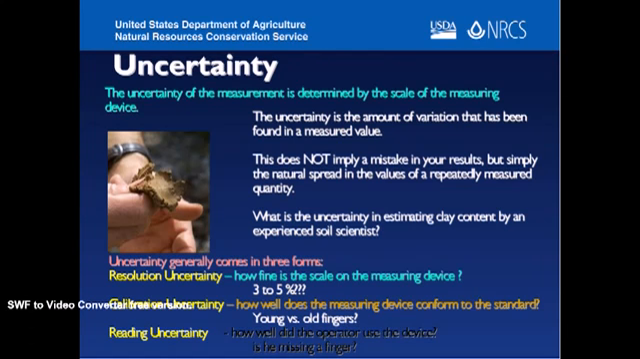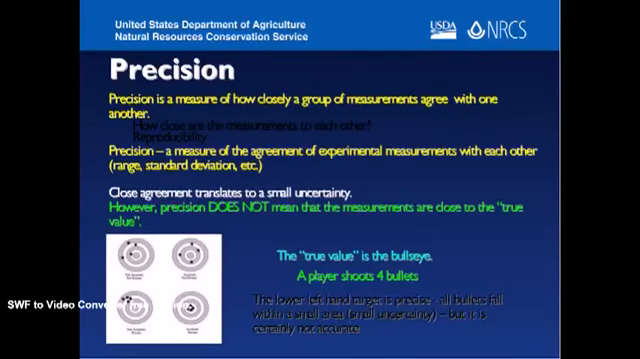But the point is, we've got different degrees of uncertainty here, and so uncertainty comes to you in many different forms: resolution, calibration, and reading. We're going to cover something here that everybody's aware of: precision. And precision is a measurement of how closely a group of measurements agree to one another. Basically, how reproducible are they? How close do all of these measurements come together? A close agreement translates into a very small uncertainty. However, precision does not mean that the measurements are close to the true value.